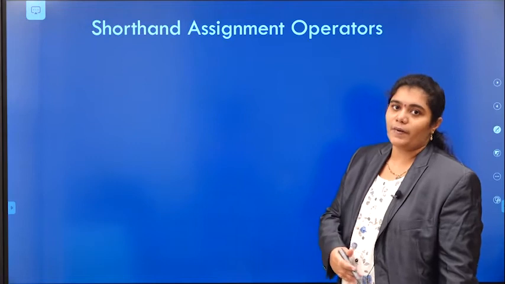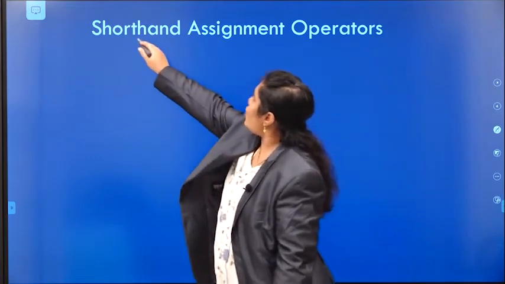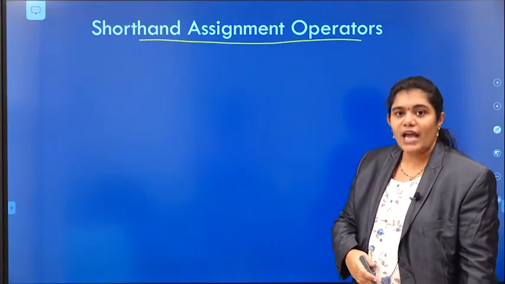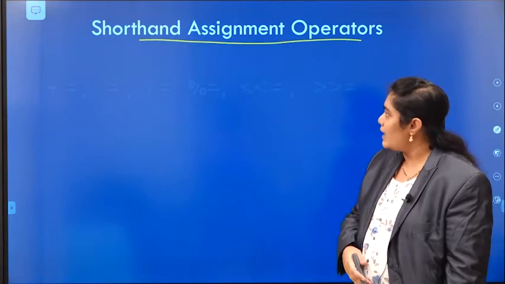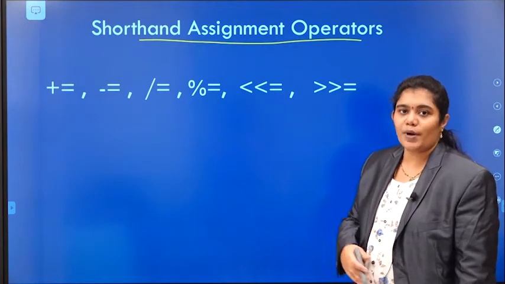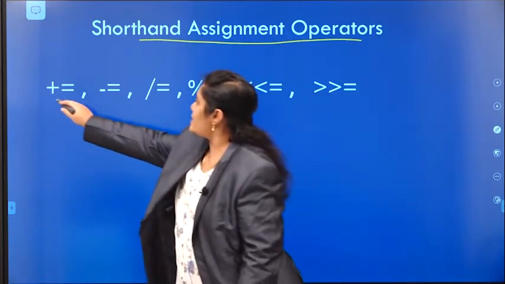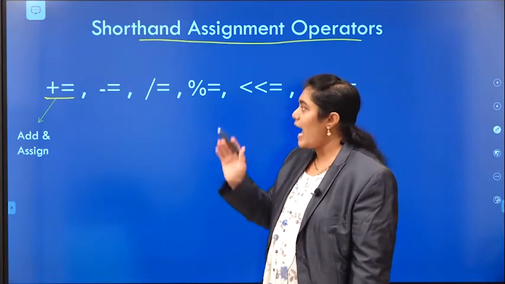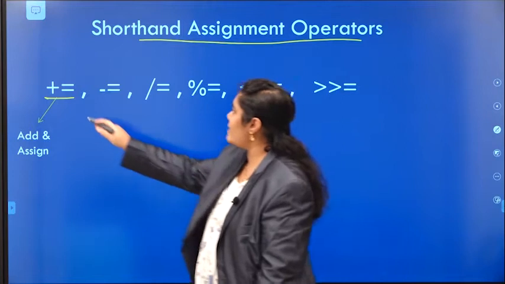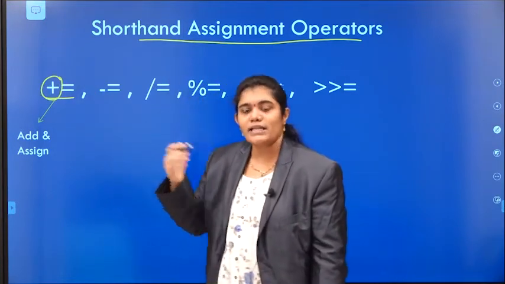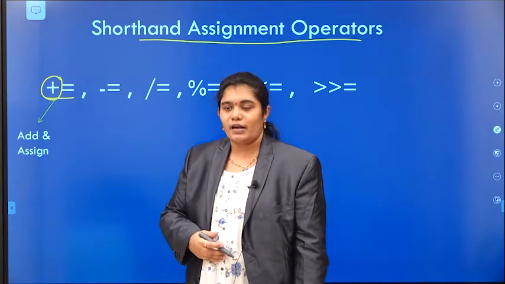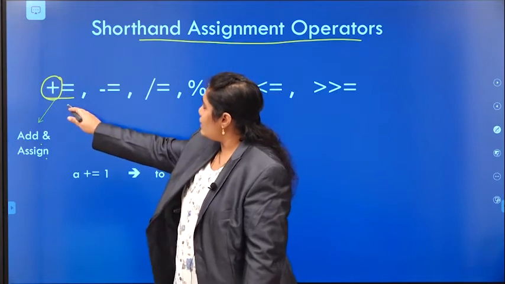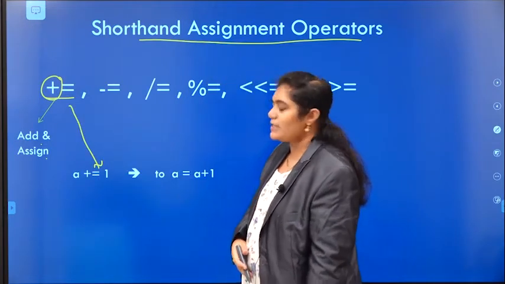And we have some more operators, called shorthand assignment operators. We have many shorthand assignment operators; let us discuss a few in this session. What does plus equals to indicate? It is nothing but add and assign. Plus is an arithmetic operator, and its purpose is addition. So it adds and then assigns. An example for this: A plus equals to 1.